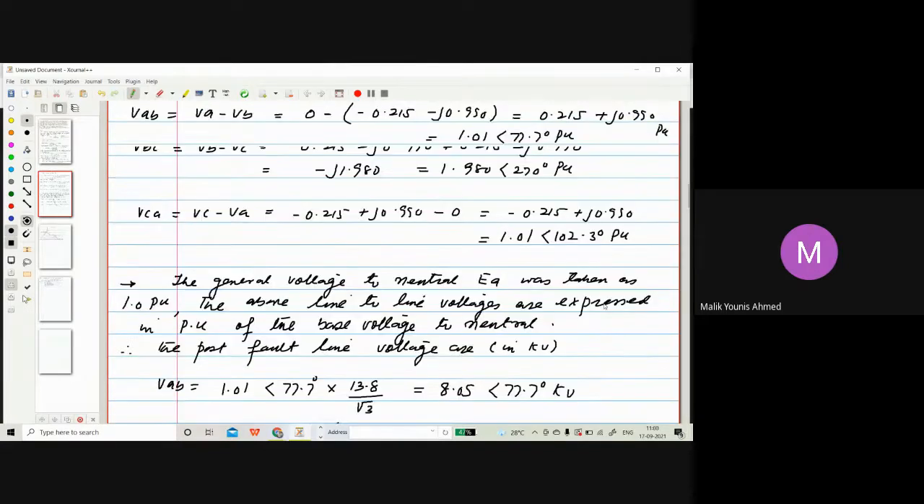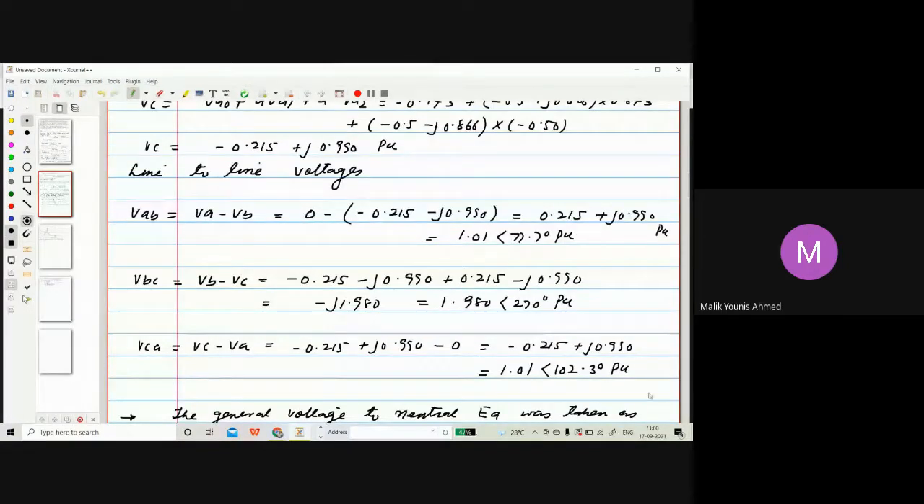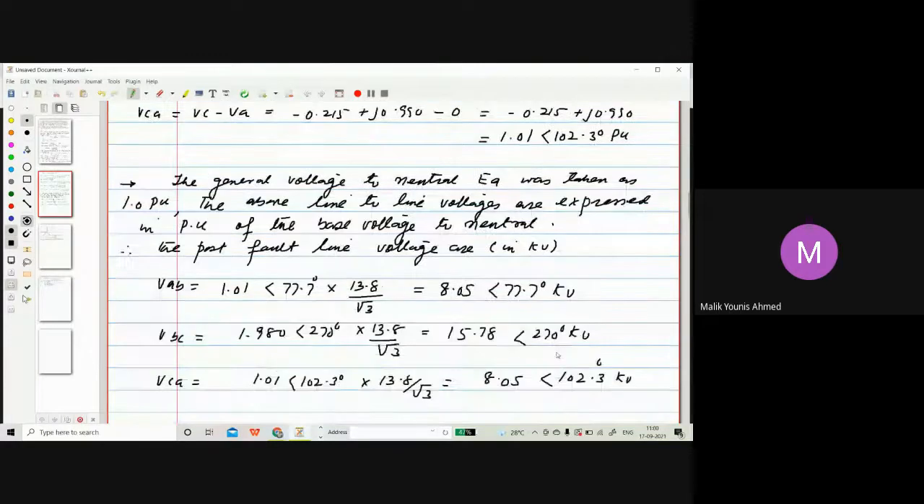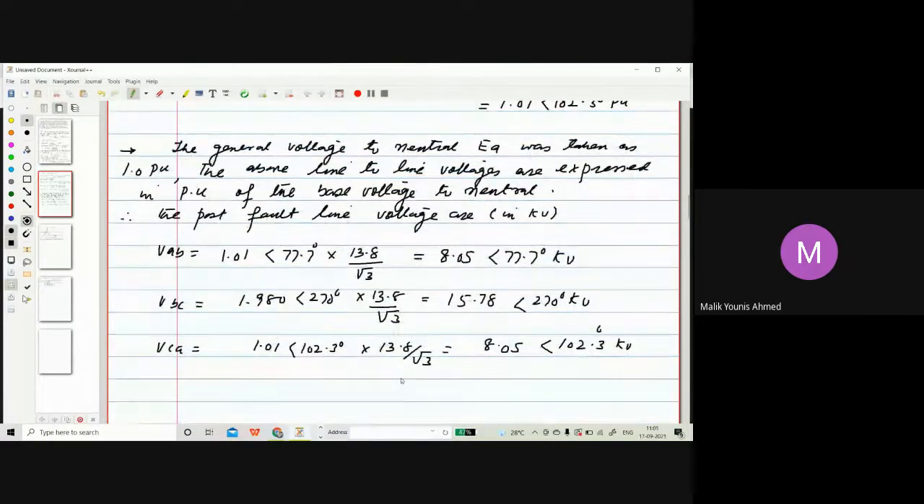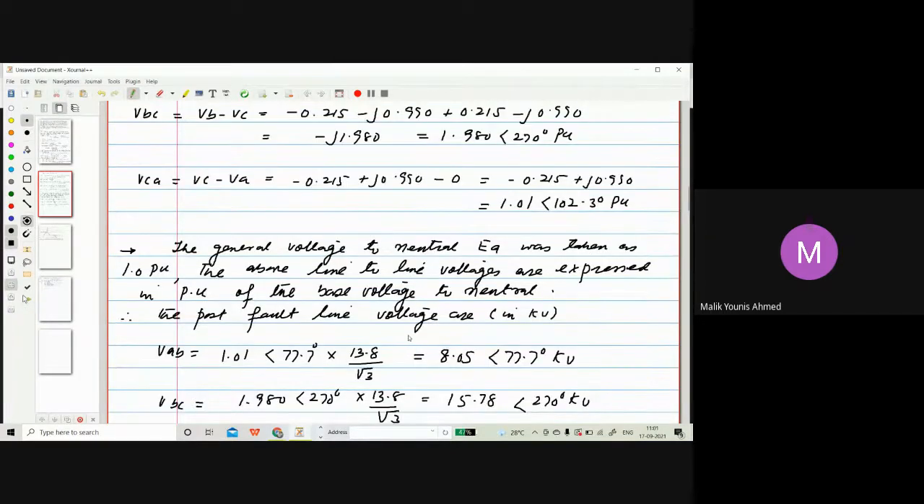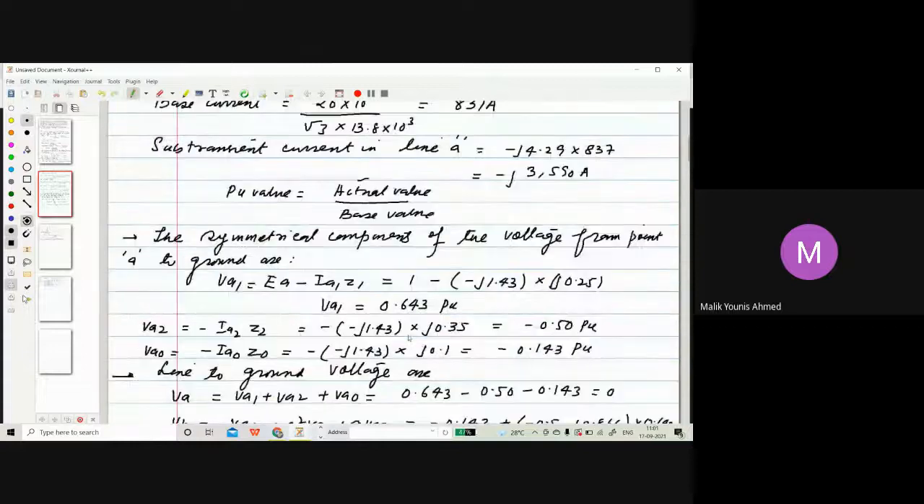So you have to find the per unit value. If it is asked in per unit, you do this. If it is not asked, and the question is silent, you have to find both values. You just have to multiply by the base value. Base voltage to neutral is what you multiply with, because we are considering this base voltage to neutral.